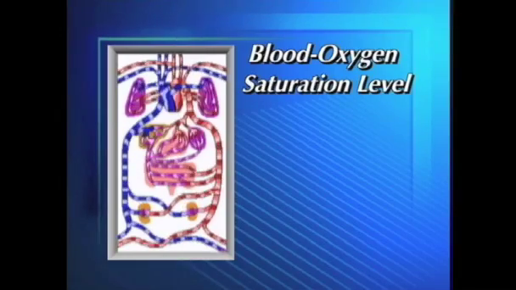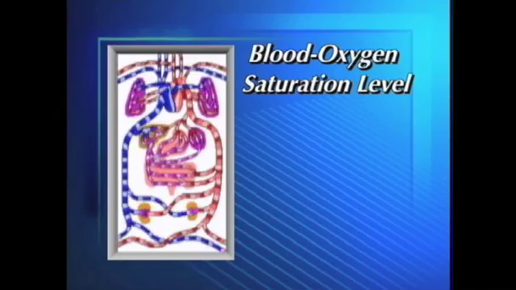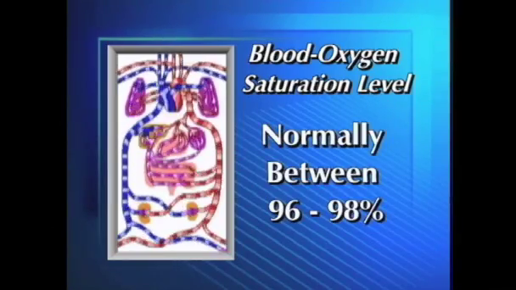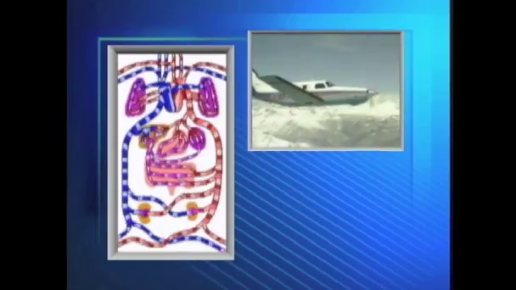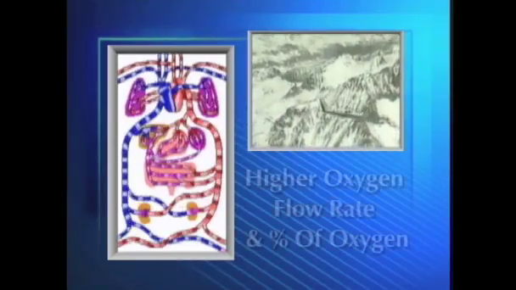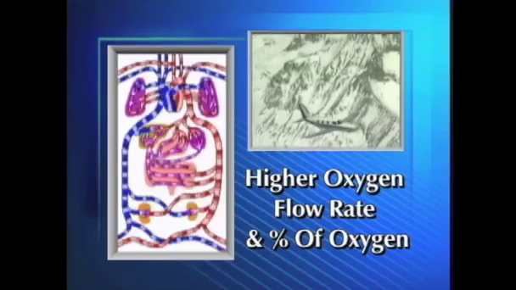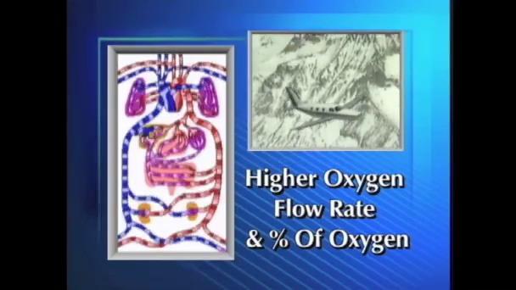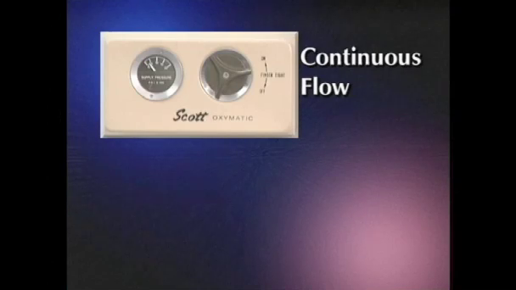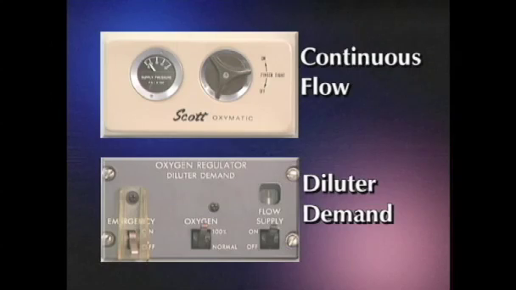The body's blood oxygen saturation level, the capacity of the blood to transport oxygen, is normally between 96 and 98%. To maintain this level as you ascend to altitude, your body must receive a correspondingly higher oxygen flow rate and percentage of oxygen. Regulators help in determining the proper oxygen flow. Most types fall into one of two categories: continuous flow or diluter demand.